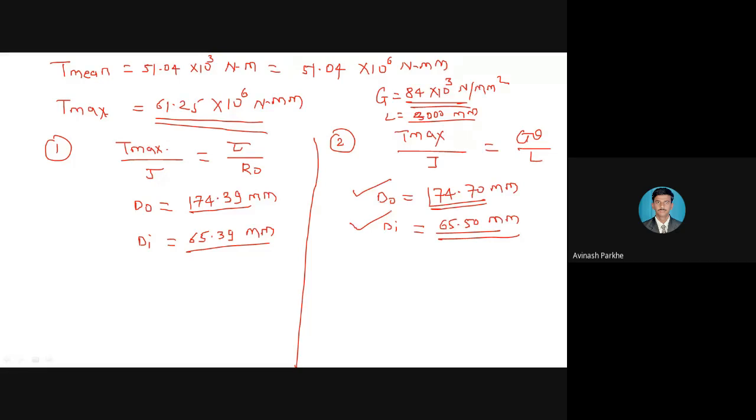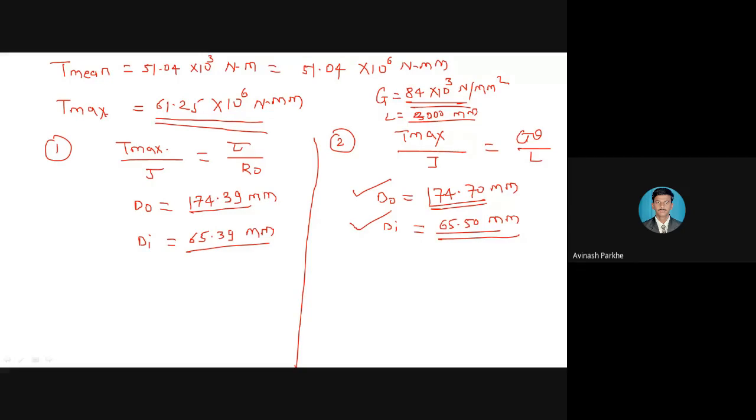If the relations are not mentioned, the calculation becomes very simple. If the relations are mentioned, you have to calculate the torque 2 times. One is the mean torque. Convert that mean torque from Newton meter to Newton mm. If you forget to convert that Newton meter to Newton mm, all the answers will be wrong. Therefore, in the power formula, torque should be in Newton meter, then convert to Newton mm.